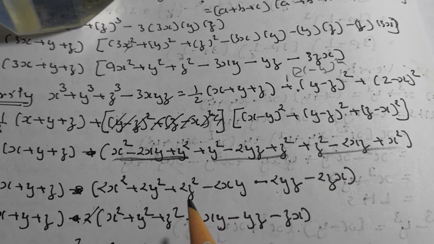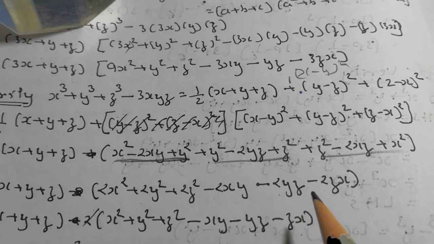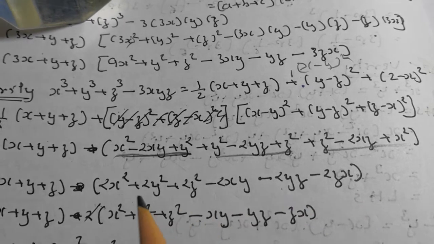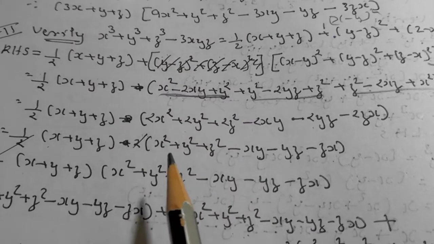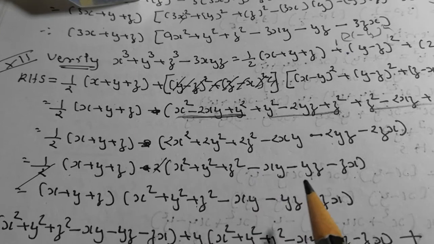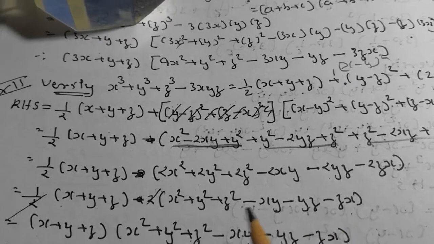So it is 2z square. Same way I have written 2xy minus 2yz minus 2zx. Now you can see that 2 is everywhere, so I am taking 2 as common. So the number left in the bracket will be x square plus y square plus z square minus xy minus yz minus zx. I am explaining you again.